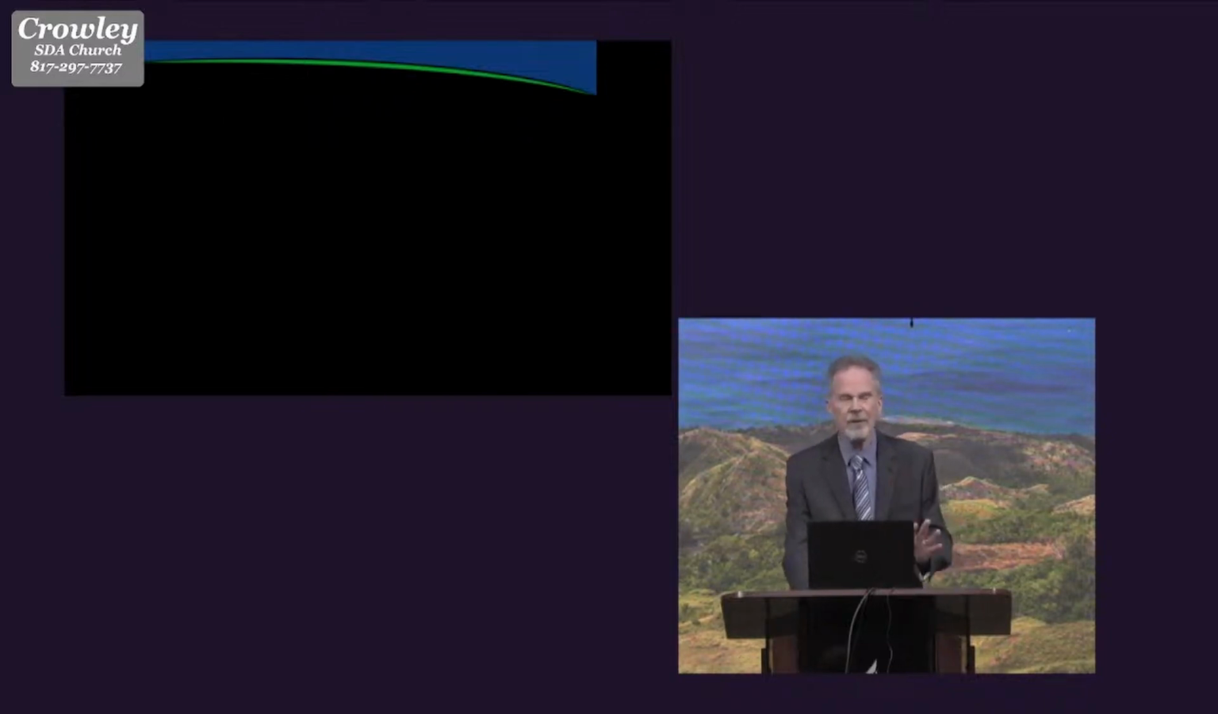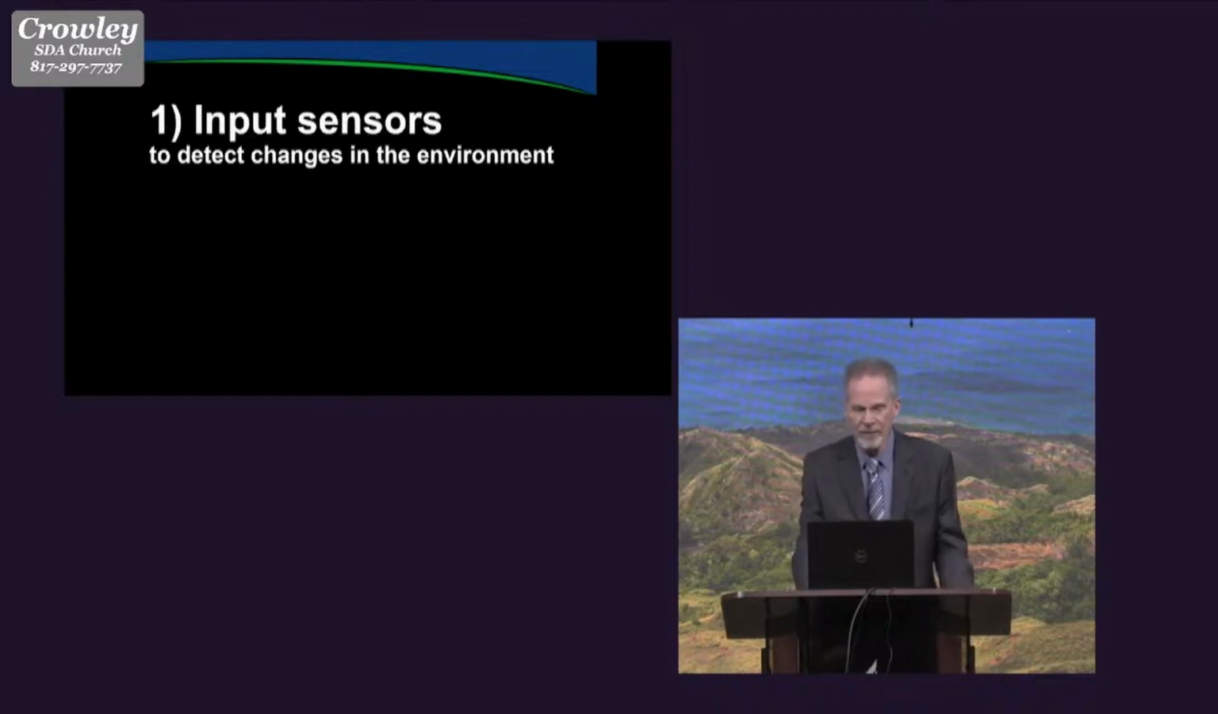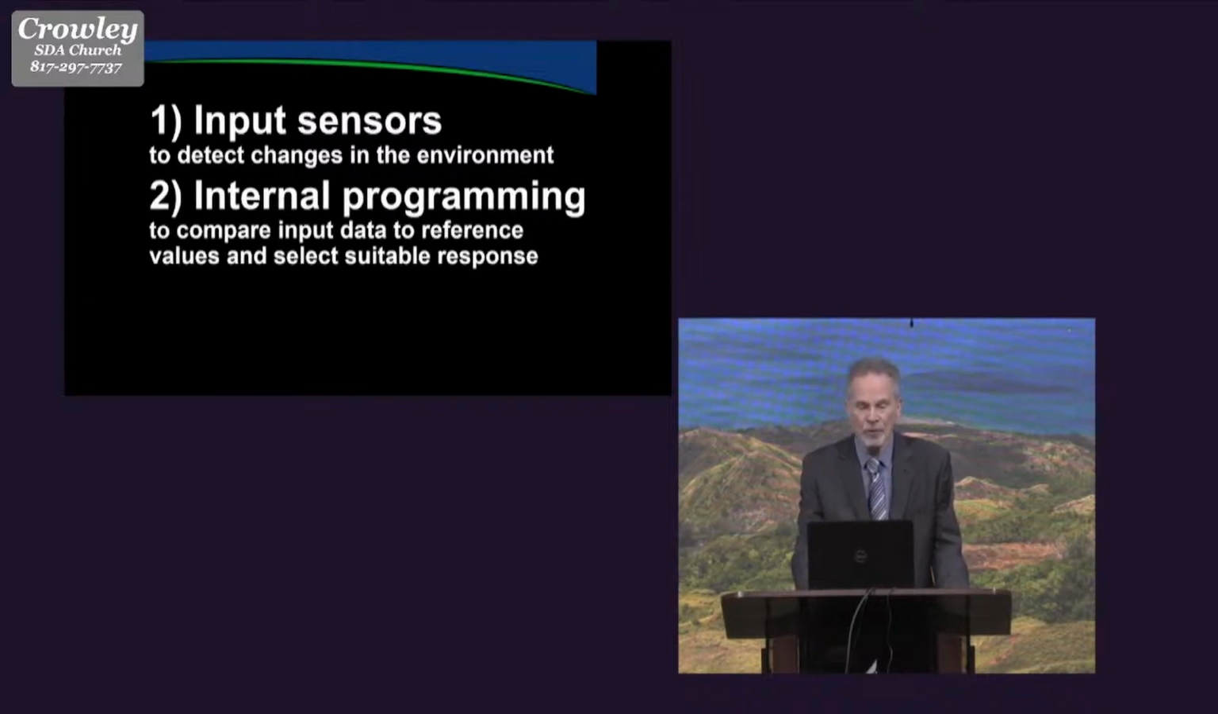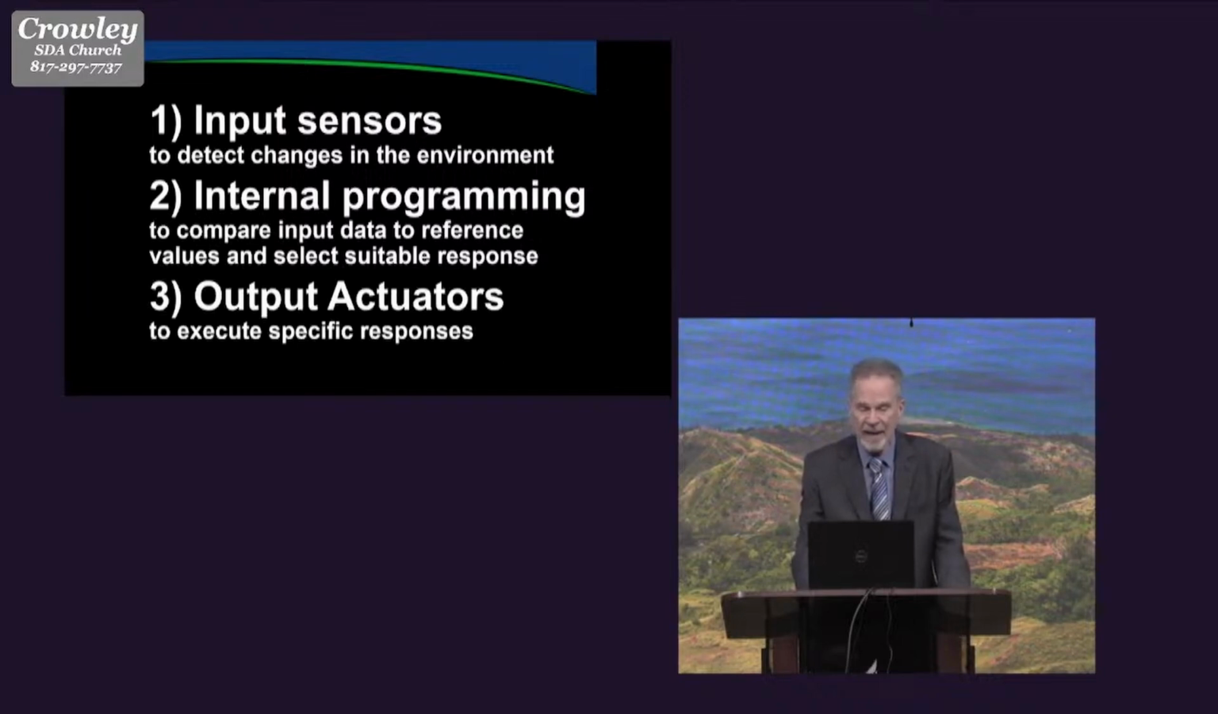All right. Here are the three things, and you're going to see these over and over again. First of all, you have to have input sensors to detect changes in the environment. Like I said, there was the little radar thing I had up there, right? Then, those input sensors bring in data. You have to have internal programming to compare that input data to reference values to select a suitable response. And then the response is carried out by output actuators to execute those specific responses.